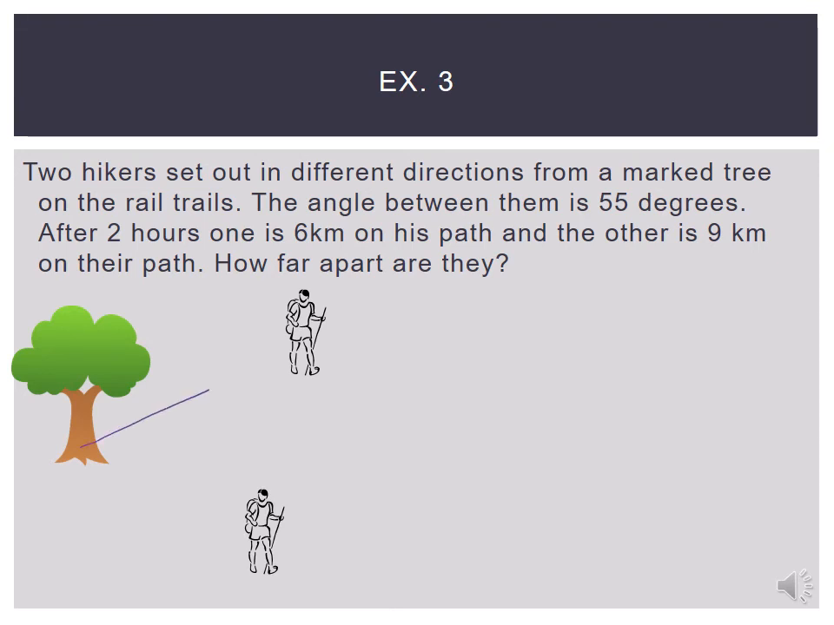So we're going to draw a triangle. And it says the angle between them is 55 degrees. After 2 hours, one is 6 and one is 9. It doesn't matter for a test which one you called 6 and 9, but for our sake, let's just have the same thing. So the bottom I'm going to call 6 kilometers, and the top I'm going to have 9 kilometers. How far apart are they? So I'm going to call that x.